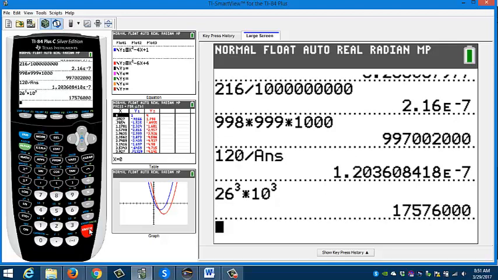What's that say? Yeah. How big? 17 million, right? 17.5 million, you could say. That's how many cars we used to be able to accommodate in Ohio.